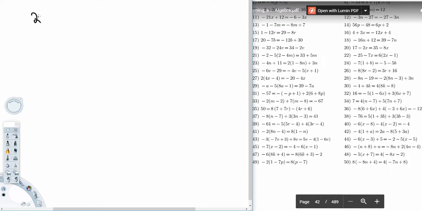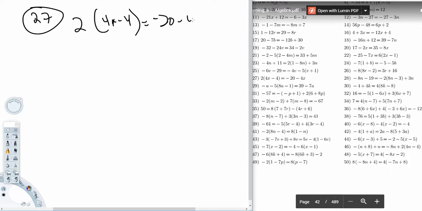27. 2 times the quantity 4x minus 4 equals minus 20 minus 4x. Okay, we do the brackets first. Can we do what's inside? No, we can't add or subtract things that are not the same. 4x is not the same as 4 with nothing to the right of the number. It's just like saying the number 4.